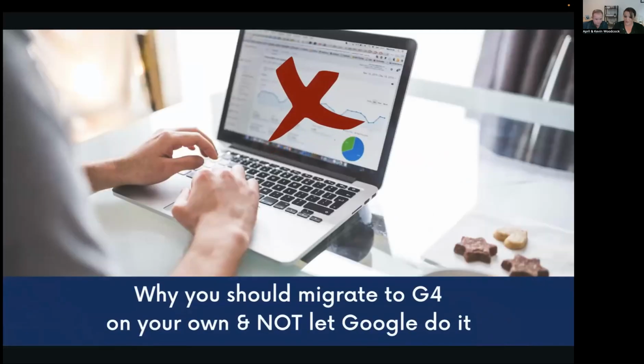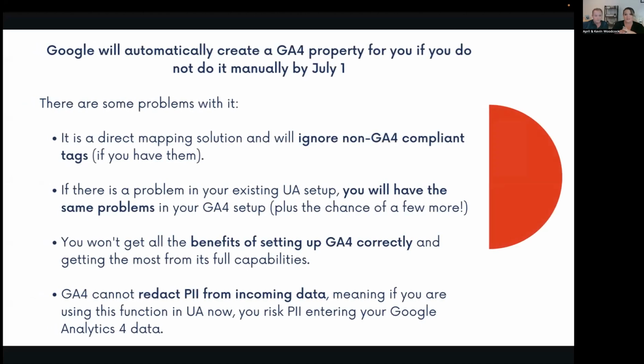So one of the things to consider is why you should migrate to GA4 on your own and not let Google do it. Really, one of the things is the direct mapping solution. What's going to happen is it's going to ignore any non-compliant tags. And if you had problems in Universal Analytics, guess what? Those problems are going to be in your GA4 setup. That's where that fresh start makes a difference. You also aren't going to get all the benefits of setting it up correctly.